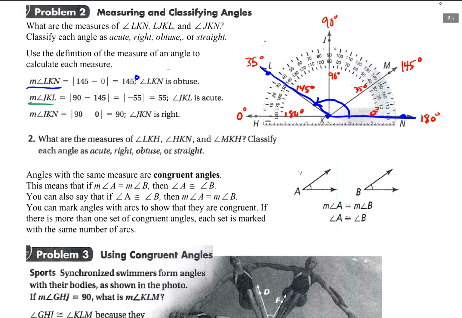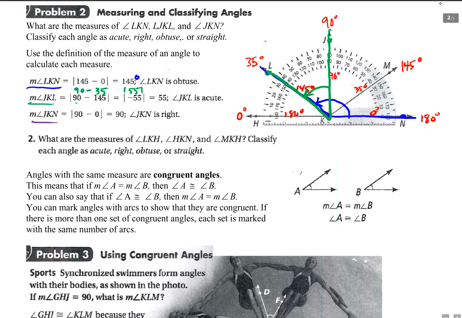JKL. So I find point J, point L, JKL. I have to decide which direction I'm measuring. Let's go that way. Doesn't really matter. 90 minus 145. As long as I am using the same values, either inside or outside. What if we went on the outside on this one? So what if we did 90 minus 35? What's 90 minus 35? The absolute value of 55? Guess what? We end up with the same answer. Just make sure you are using either inside or outside on both of your measurements.